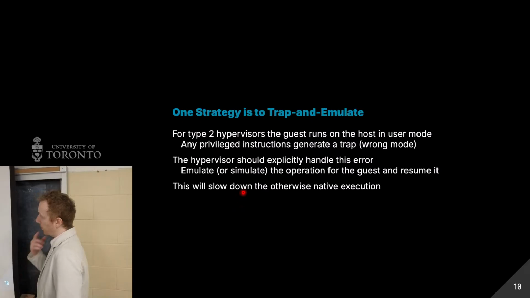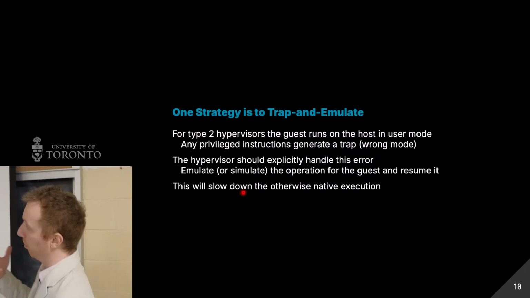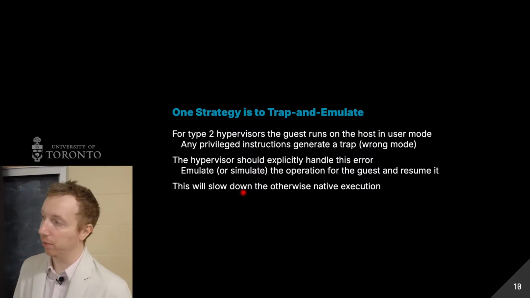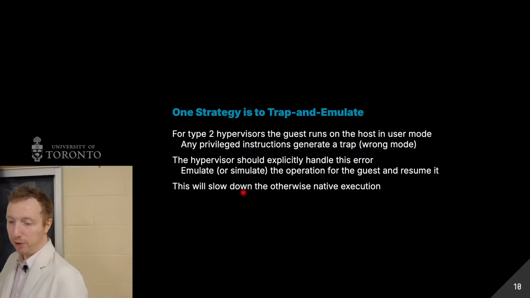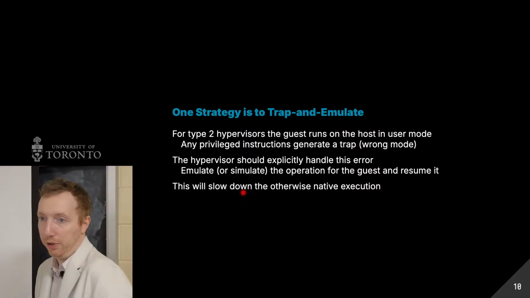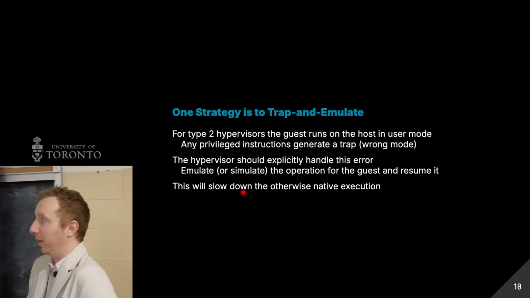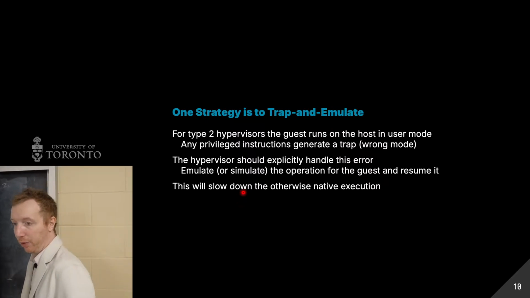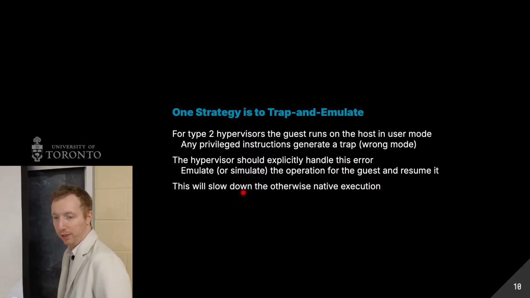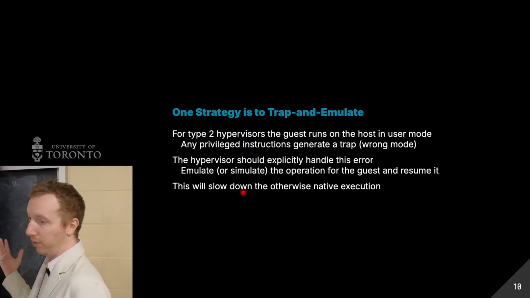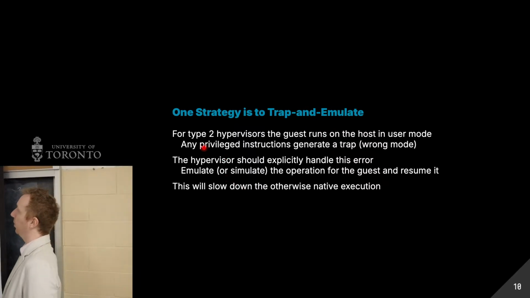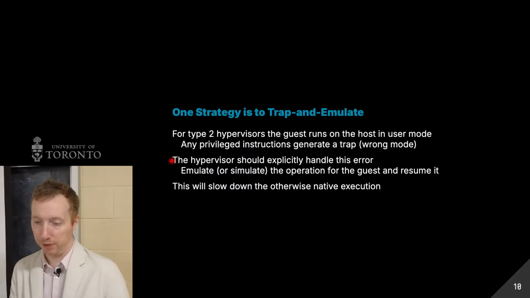So if I am actually using a type 2 hypervisor where the guest runs only in user mode, well, if you tried to do it in your process, you just put in some inline assembly or whatever that tried to use some kernel mode only instruction, well, you would get an illegal instruction exception. You'd probably generate a trap. You'd get a wrong mode. Your program would actually crash.